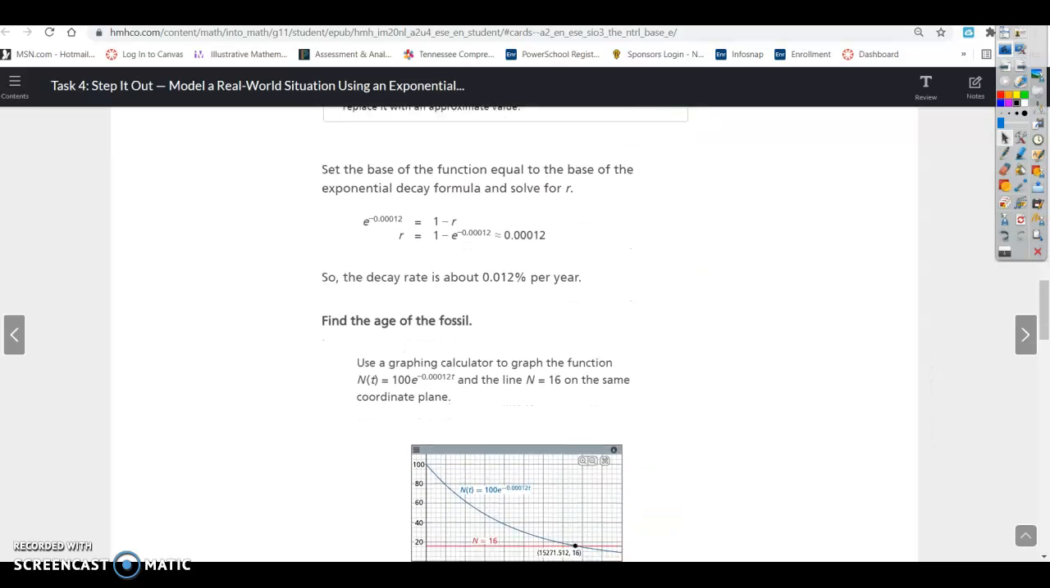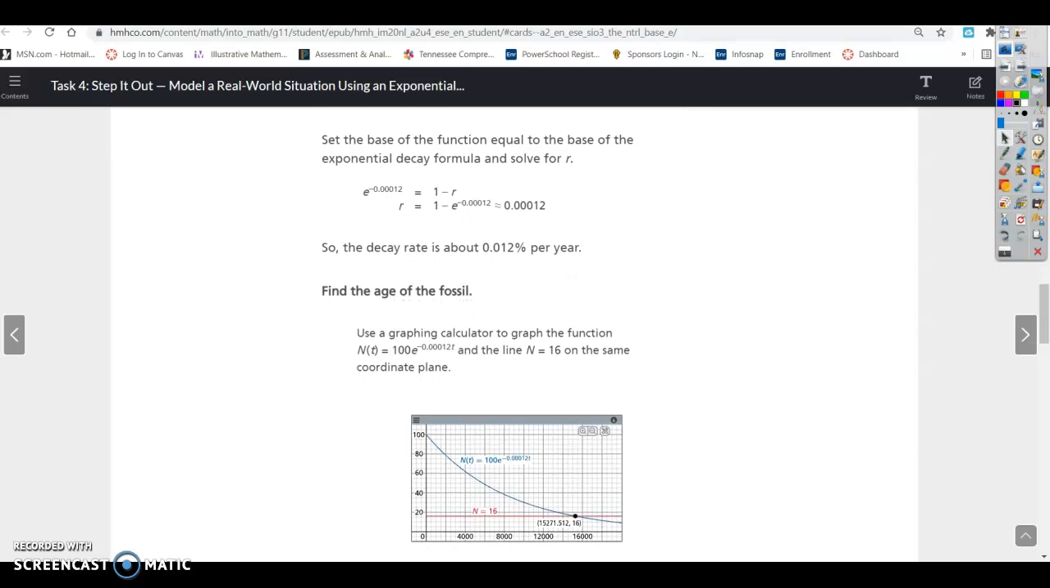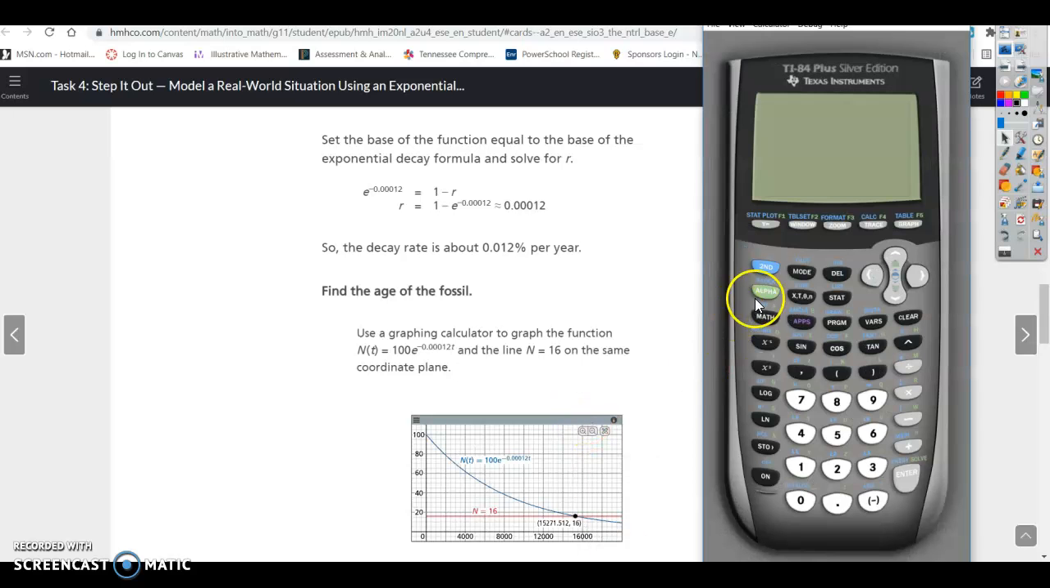All right, it says set the base of the function equal to the base of the exponential decay formula and solve for r. So it has e to this negative exponent equals 1 minus r, your interest or your rate, decay rate in this case. For this formula, it's going to be e raised to the negative 0.00012. If you put this in your calculator, you can see that it's going to give you this. It doesn't give it to you straightforward.